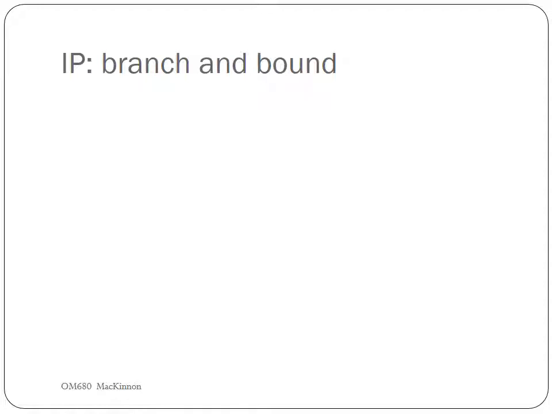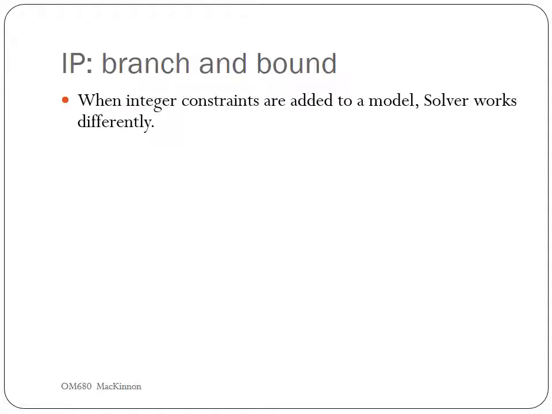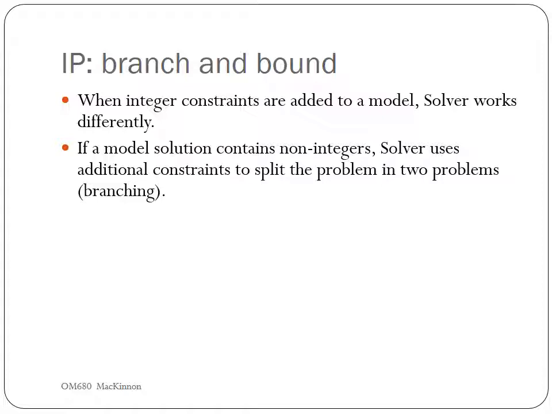So let's take a look at how Solver solves an integer problem, and it uses a technique known as branch and bound. When integer constraints are added to a model, Solver works differently. As I said, really requiring an integer is technically a violation of the rules for linearity. But Solver works around this with the branch and bound procedure. If a model solution contains non-integers, Solver uses additional constraints to split the problem into 2 different problems. It creates a branch.